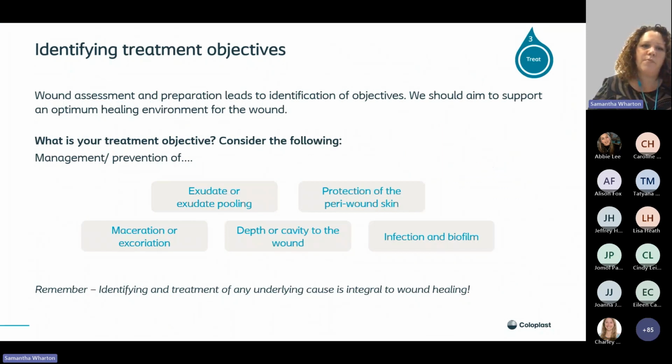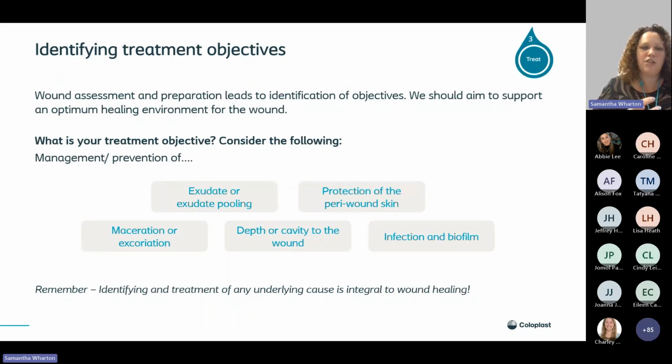So wound assessment and preparation leads to identifying what our objectives are, and we should aim to support an optimum healing environment for that wound. So what we need to be asking ourselves is, what are our treatment objectives? Some examples of objectives may be, we want to manage that exudate. We want to make sure that we're not creating exudate pooling, which can sometimes happen if the dressing is sitting above and you've got any depth to that wound.